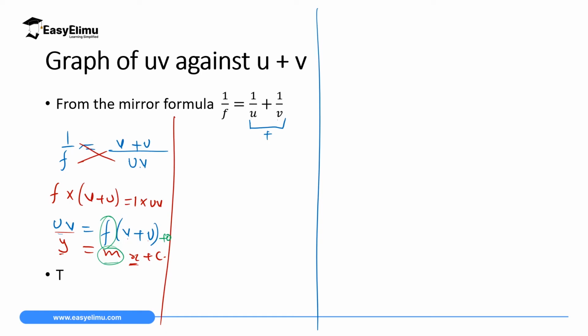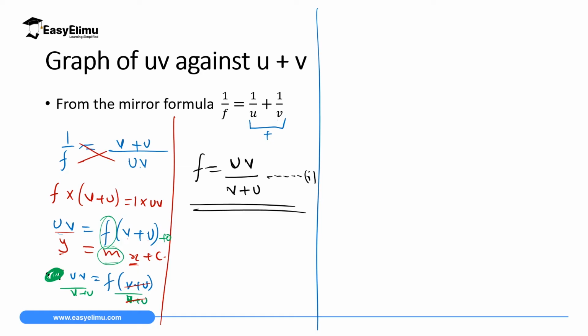Now, if we rearrange this equation, that is uv is equal to f into (v plus u), and we make f the subject of the formula, we divide by (v plus u), leaving this one alone. So in this case, this v plus u will cancel out and we will remain with f is equal to uv divided by (v plus u). This equation is very important. We are going to compare it with another equation very soon. So take note of that equation and call it equation 1.